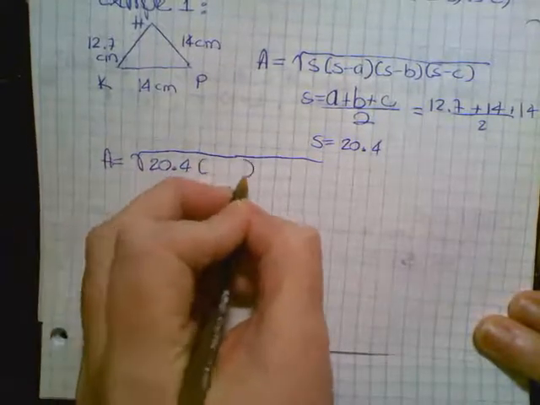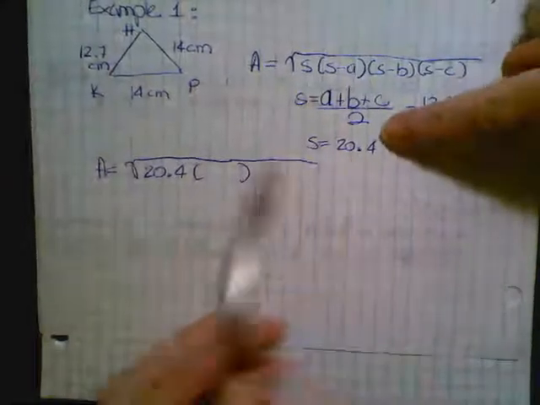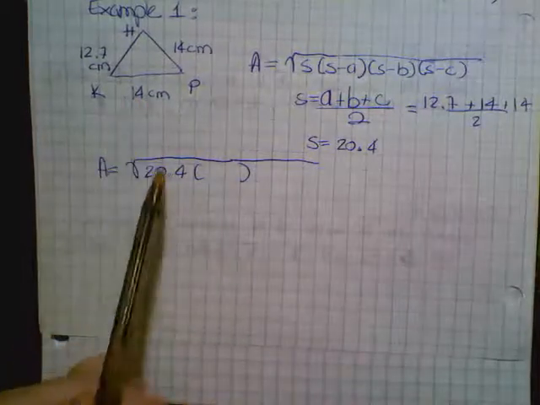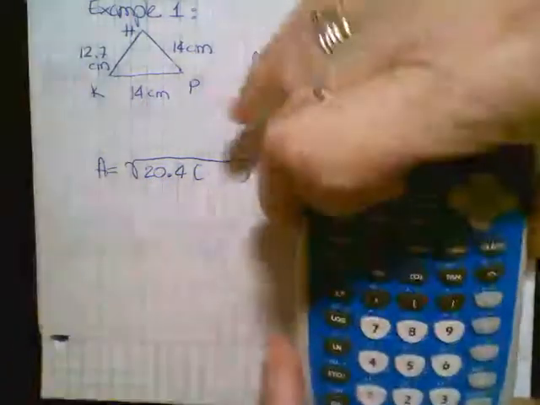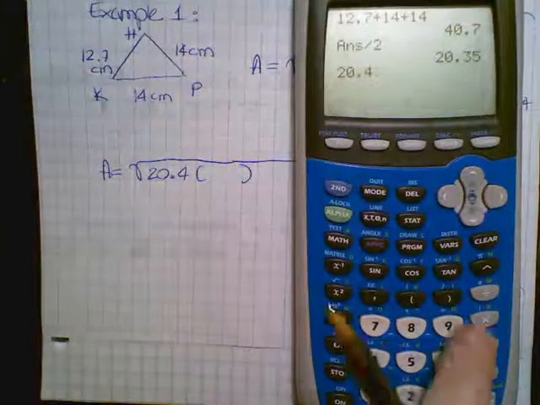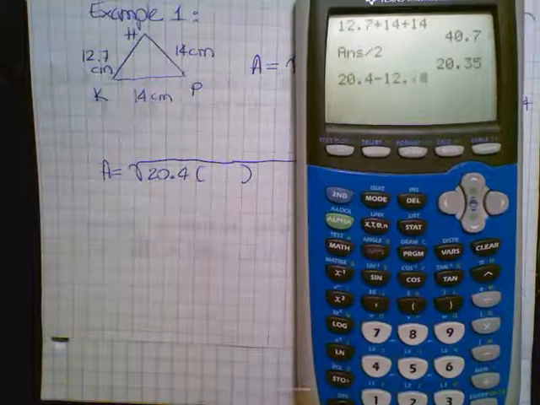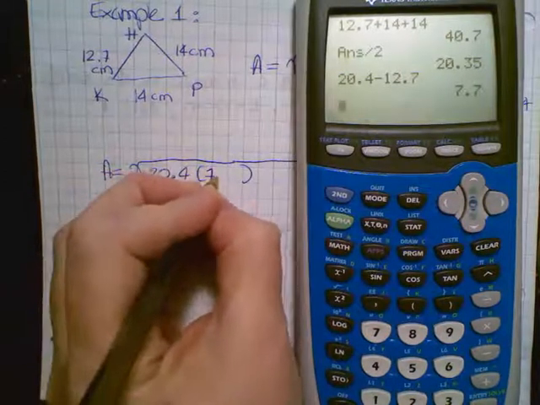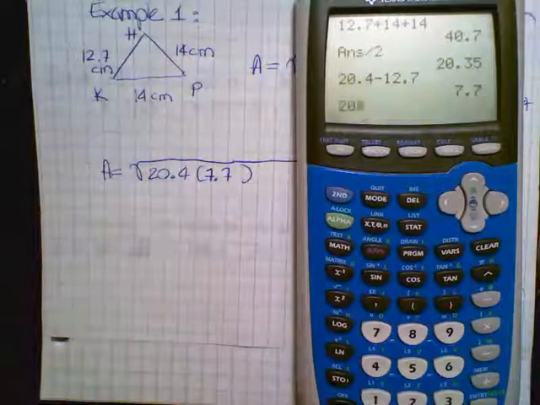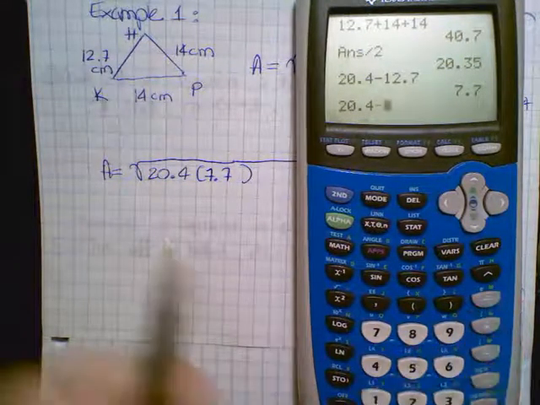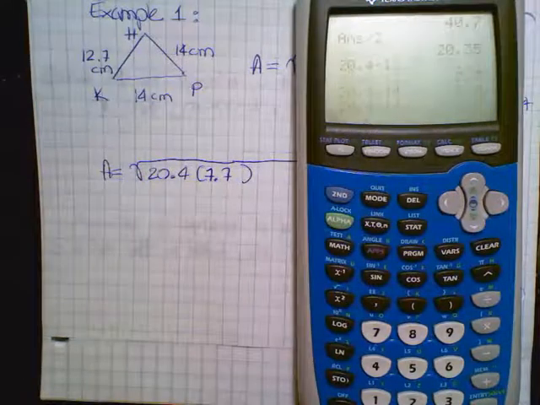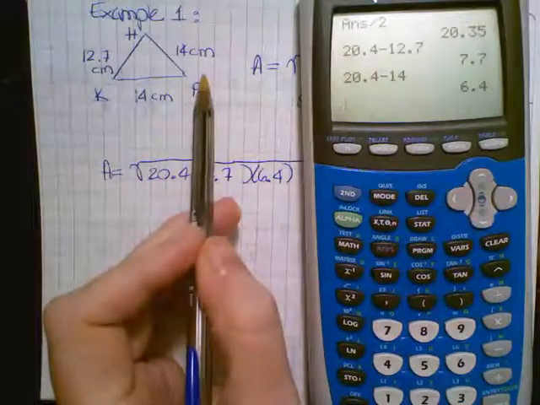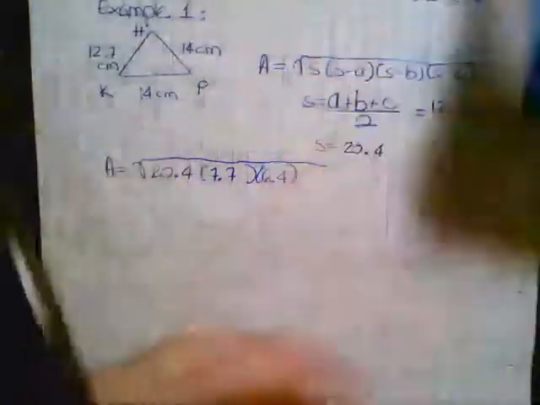So 20.4. Now I need to do S minus 14, for example, or 12.7. It doesn't matter. So 20.4 minus 12.7 is 7.7. So that's going to multiply by 7.7. 20.4 minus another side, 14, is going to be 6.4. And the third side is still 14, so that's going to be 6.4 as well.